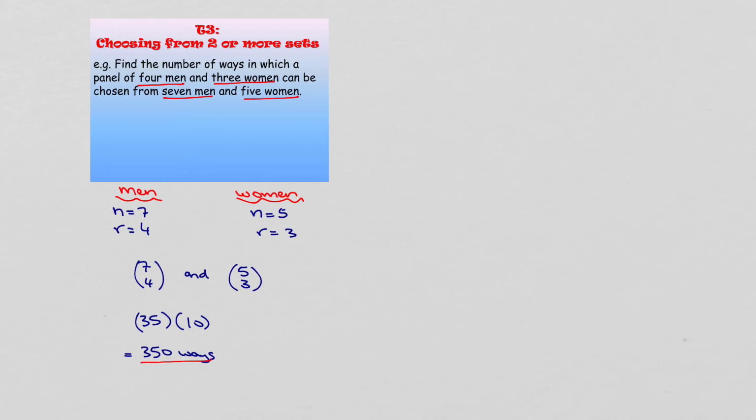So this AND means multiplication. And if we saw OR, that would mean that we add.